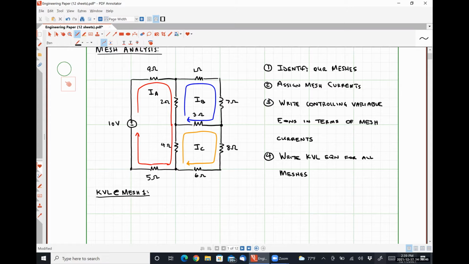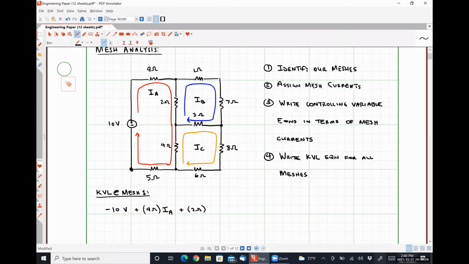If I start in the bottom left-hand corner, the first thing I see is the negative polarity terminal of the 10-volt source. So that's going to be negative 10 volts. Then I see my 9 ohm resistor, and that 9 ohm resistor is carrying a current of IA. Then I see my 2 ohm resistor. And so let's stop for just a moment to describe what's happening here, okay? So we're following mesh current IA around its clockwise path, okay? So IA is kind of our direction of reference here.